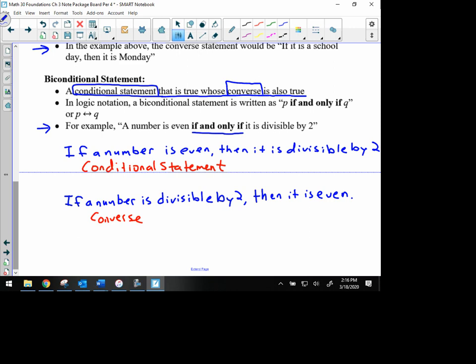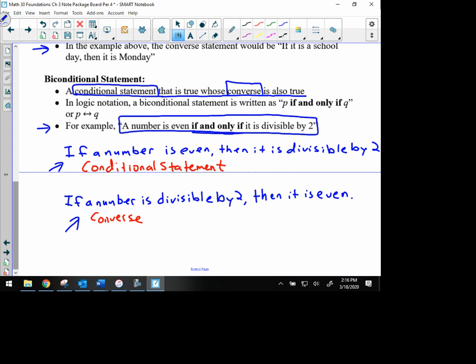And then we would say it like this. A number is even if and only if it is divisible by 2. That would be the way that the biconditional statement is. If the conditional statement is true and the converse is true, then we can write it as a biconditional statement with the if and only if wording.